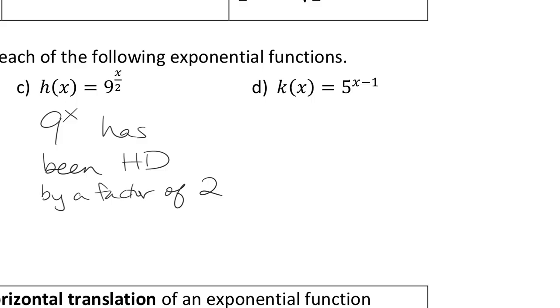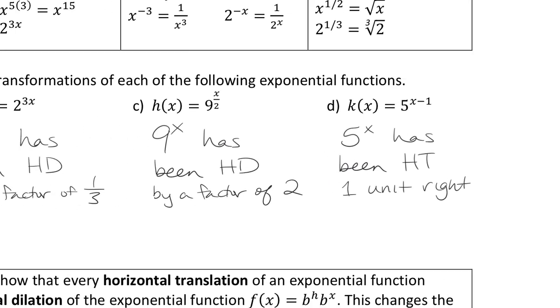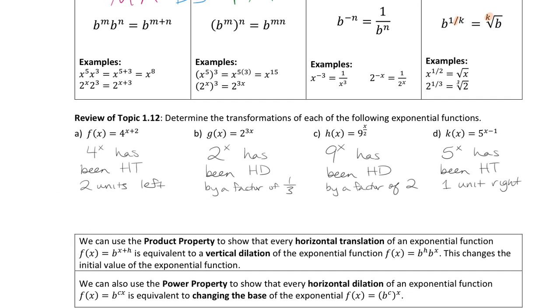How about this last one? If we compare 5 to the x minus 1 compared to its parent function 5 to the x, what has happened here? It's going right by 1. So we say it has been horizontally translated 1 unit to the right. All this is looking at these horizontal transformations that we've applied to these functions using our vocabulary from 1.12.